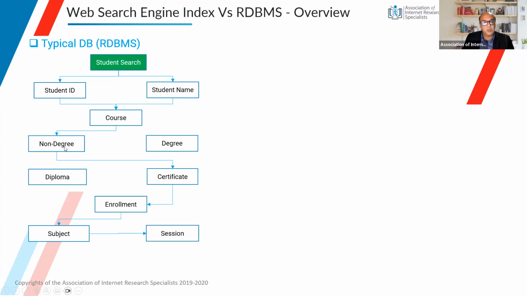And in the course, it could be either a non-degree or degree course. So if you select non-degree, it could be a certificate, and it could be enrollment, which is where it is, subsequently or consecutively becoming more granular, and taking you to a deeper search as you make your choices. So this is a typical database, which is what is still commonly used.